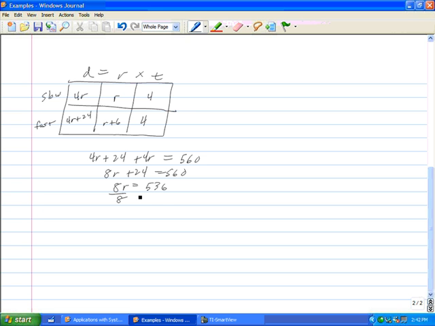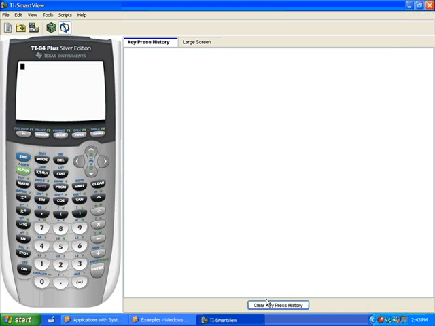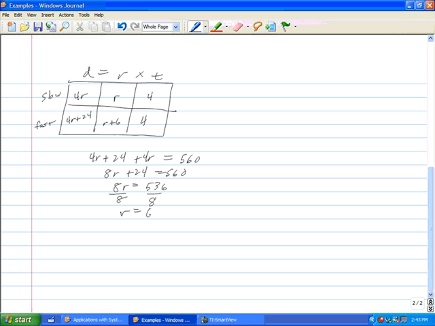Now I need to divide by 8. So go ahead and let the calculator help us with that. Divide by 8, and we get 67. So the trains are going to go 67 and 73 because the faster one was 6 faster. So with the distance, rate, and time problems, setting up two equations really isn't necessary and isn't really any easier.